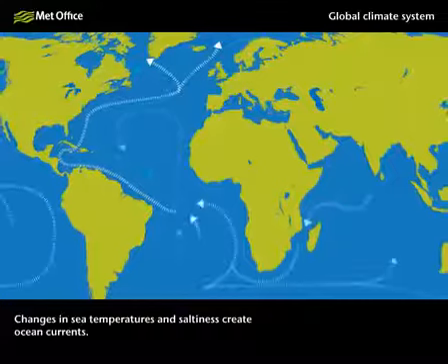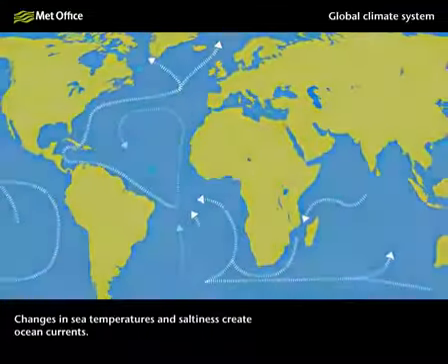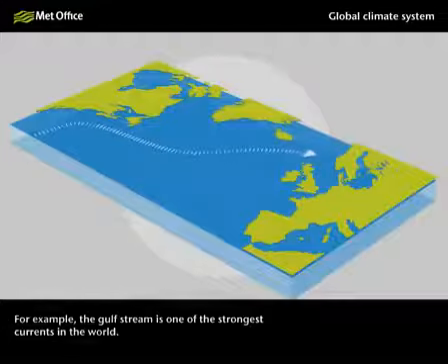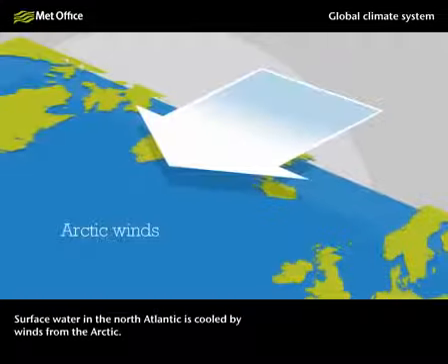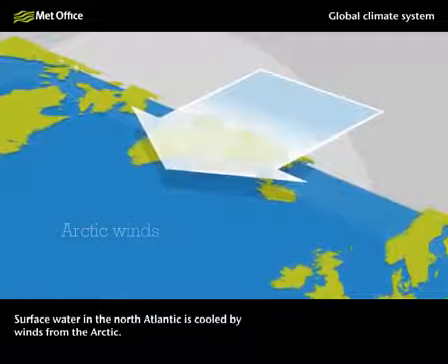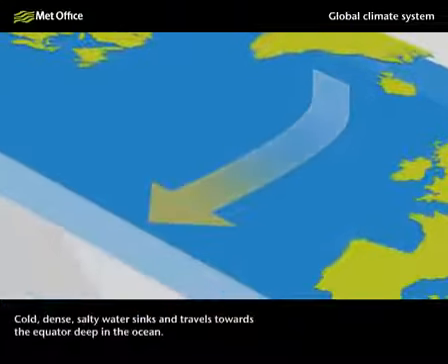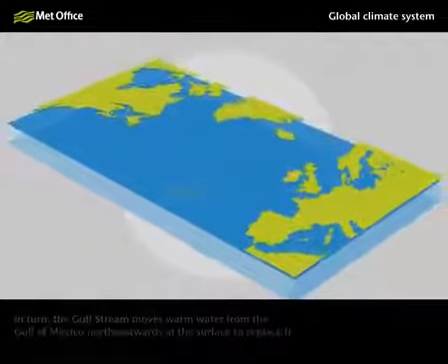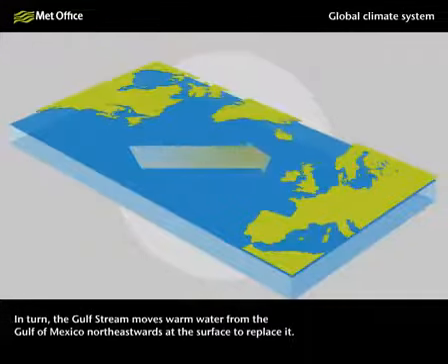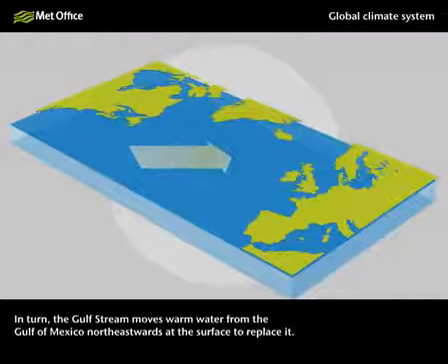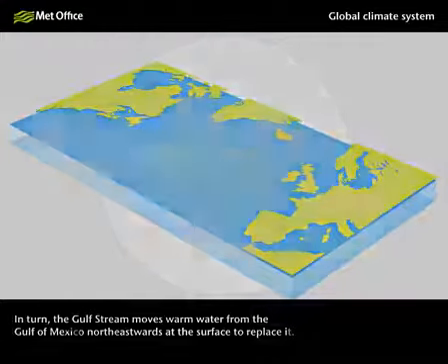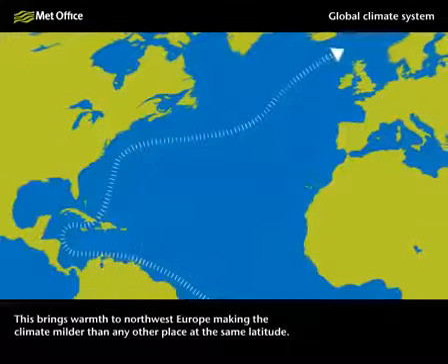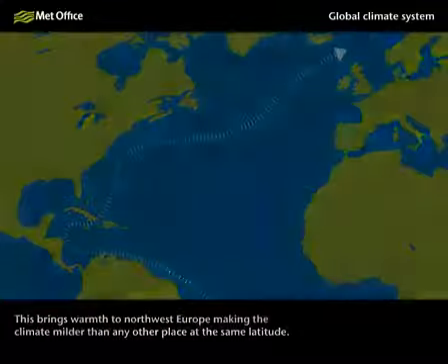Changes in sea temperatures and saltiness create ocean currents. For example, the Gulf Stream is one of the strongest currents in the world. Surface water in the North Atlantic is cooled by winds from the Arctic. Cold, dense, salty water sinks and travels towards the equator deep in the ocean. In turn, the Gulf Stream moves warm water from the Gulf of Mexico northeastwards at the surface to replace it. This brings warmth to northwest Europe, making the climate milder than any other place at the same latitude.